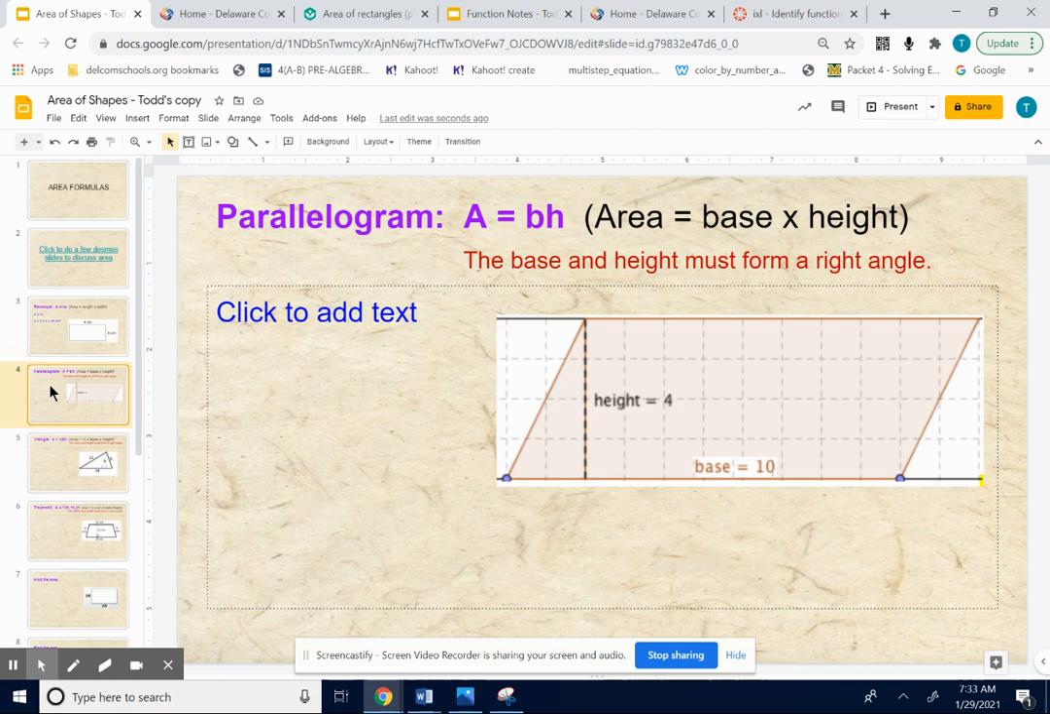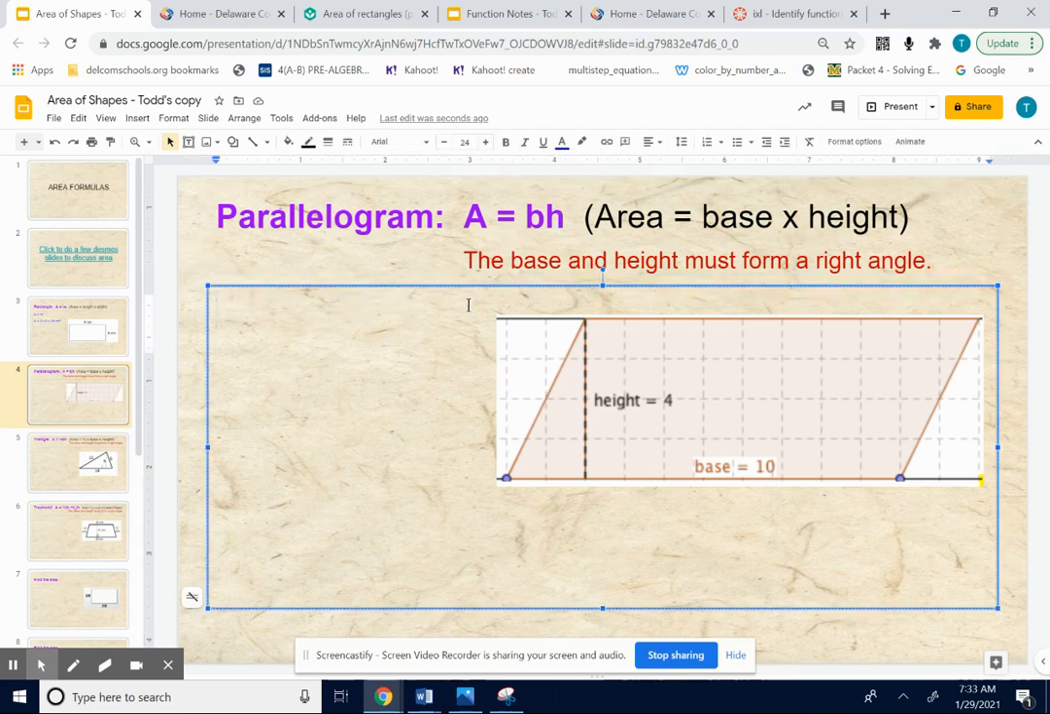The parallelogram, kind of similar to that formula, but it's base times height. A is equal to BH, base times height. Be careful if they give you extra sides of your shape that you don't need. Make sure the base and the height are forming a right angle.